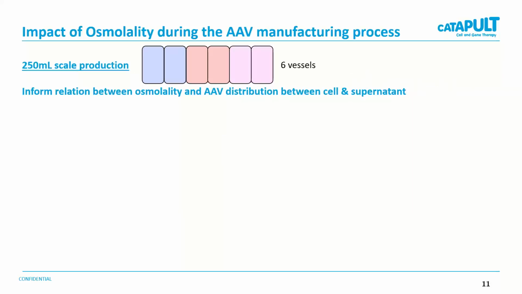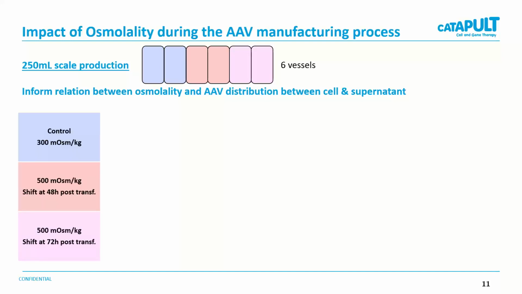So after this experiment, which was a screening and very exploratory, we did an experiment, and this will be my second data set, an experiment at 250 ml scale. This experiment was 6 vessels and 3 different conditions, so each condition in duplicate. And those 3 conditions were the following. First, a control condition with our process where we control osmolality at 300 milliosmol during the process.